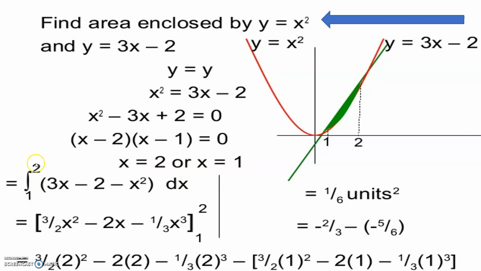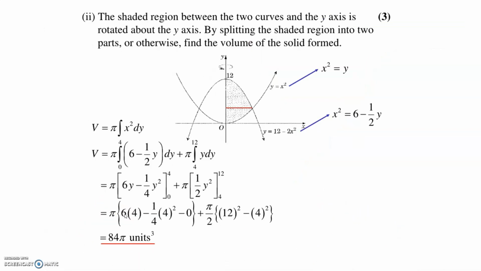So, lower limit 1, upper limit 2, integral of 3x minus 2 minus x square dx. What is the integration of x? It is exactly x square upon 2. What is the integration of 1? x. Integration of x square is x cube upon 3. We have to put the upper limit and lower limit. We derive minus 2 upon 3 minus 5 upon 6, that is 1 upon 6 unit square.